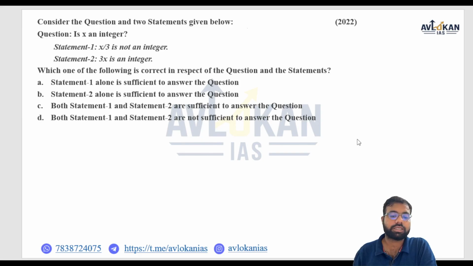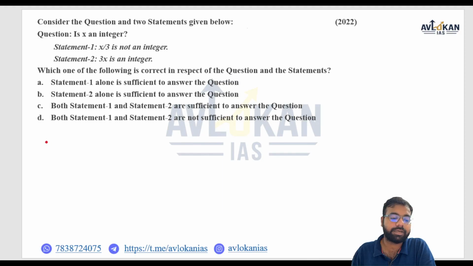Today we are going to discuss a question that was asked in CSAT 2022 and it belongs to the number system topic. The question is, consider the question and two statements given below. The question is: is x an integer? So we have to answer whether x is an integer or not.